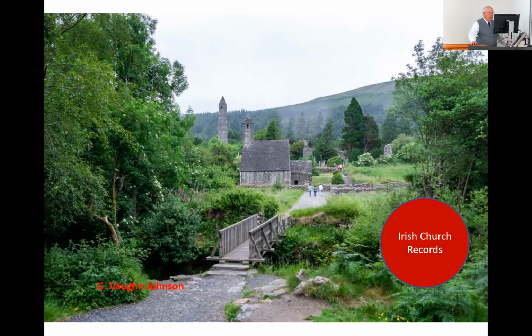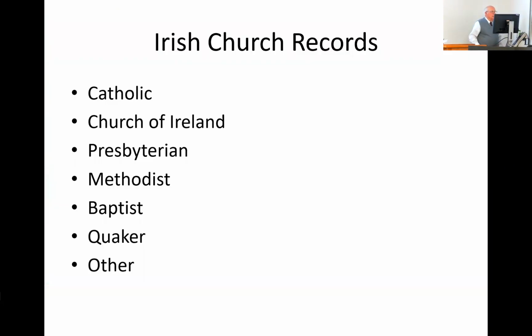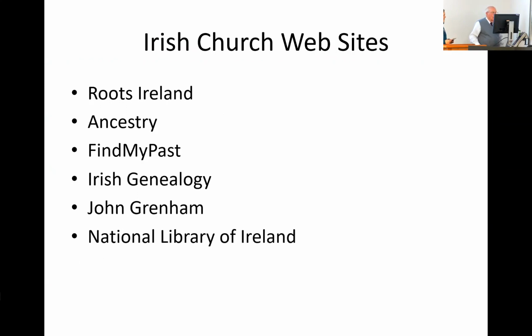This presentation is an overview of Irish church records. Church records consist of Catholic, Church of Ireland, Presbyterian, Methodist, Baptist, Quaker, and other. Most of the Presbyterian records are in Northern Ireland, as well as other Protestant organizations. Irish church websites include Roots Ireland, Ancestry, Find MyPast, Irish Genealogy, John Grenham, and the National Library of Ireland. Online church records are mainly Catholic records. Roots Ireland and Irish Genealogy have some Church of Ireland records.